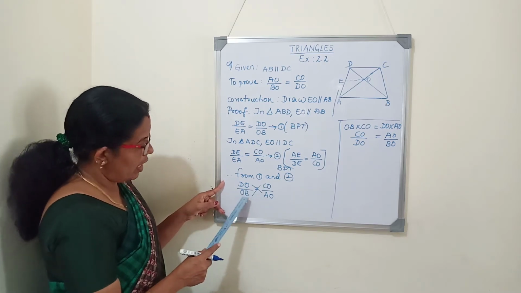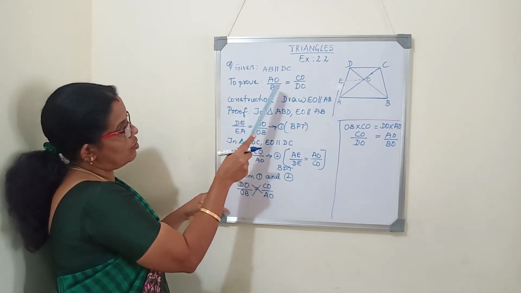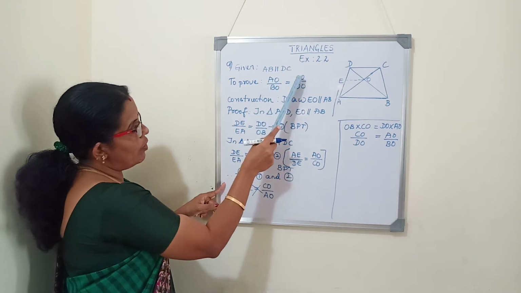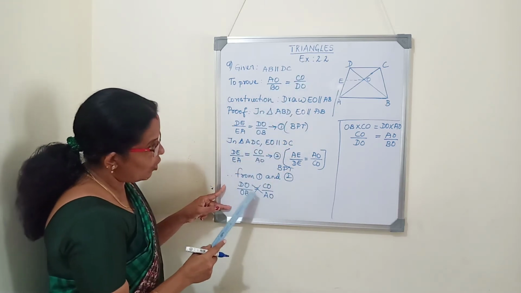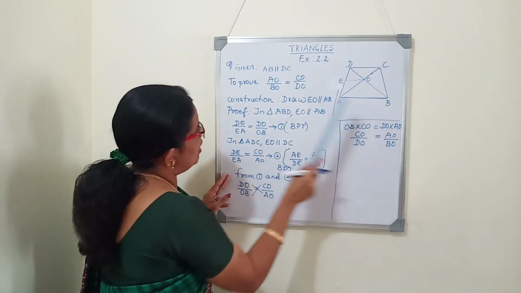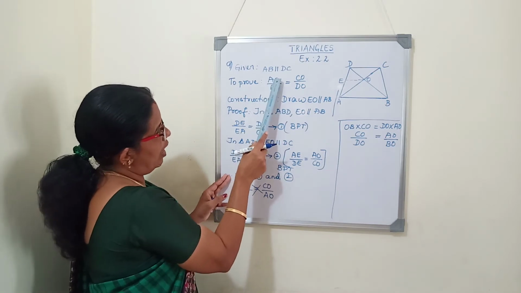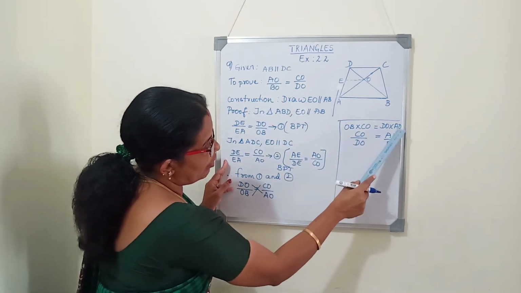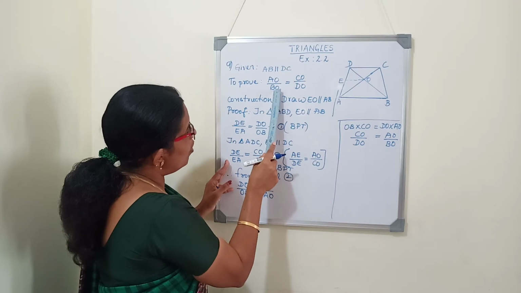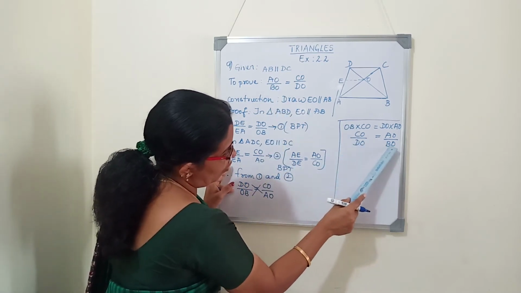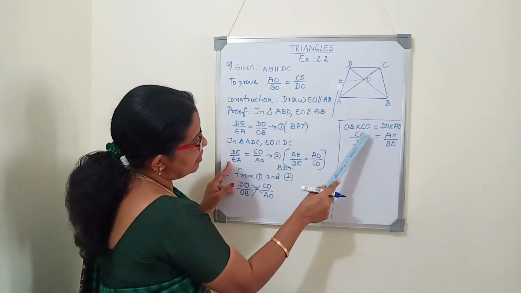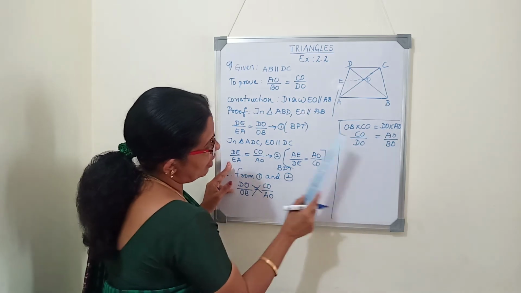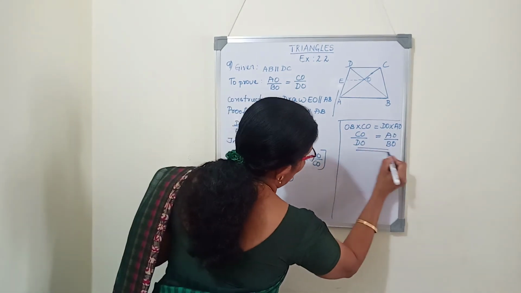After getting this ratio, check that with the question. So we wanted to prove AO by BO equals CO by DO. So you cross multiply. After cross multiplying, see how we want AO in the numerator. So AO you keep as it is and BO in the denominator. So bring BO down. Same way, on the right side CO is already there. Bring BO down. So CO by DO equals AO by BO.